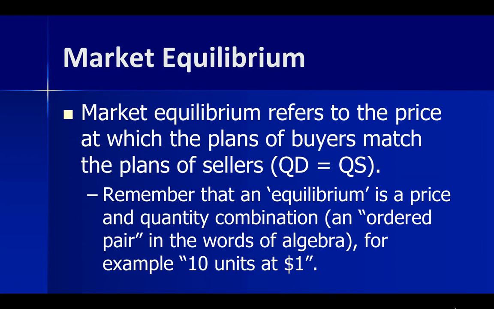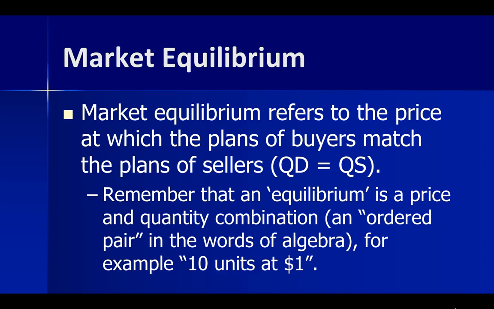We now know enough to put all of this together, our demand and supply, our consumer and producer side of the market. Market equilibrium is the situation in which the desires of firms and the desires of buyers match one another. In other words, when quantity demanded, the amount of the good that a group of consumers are willing and able to purchase, equals the amount of the good that a group of producers are willing and able to offer for sale at a particular price. Market equilibrium then is the price at which quantity demanded and quantity supplied are equal to one another. It's an ordered pair in the words of algebra.